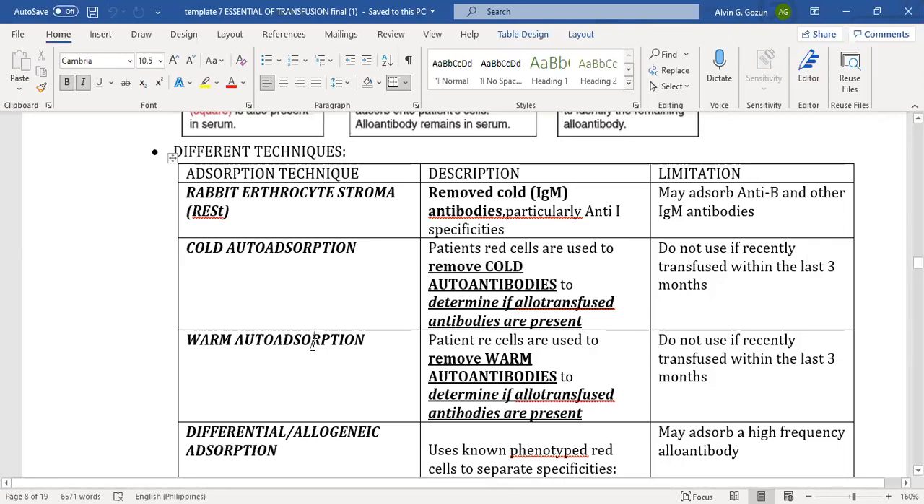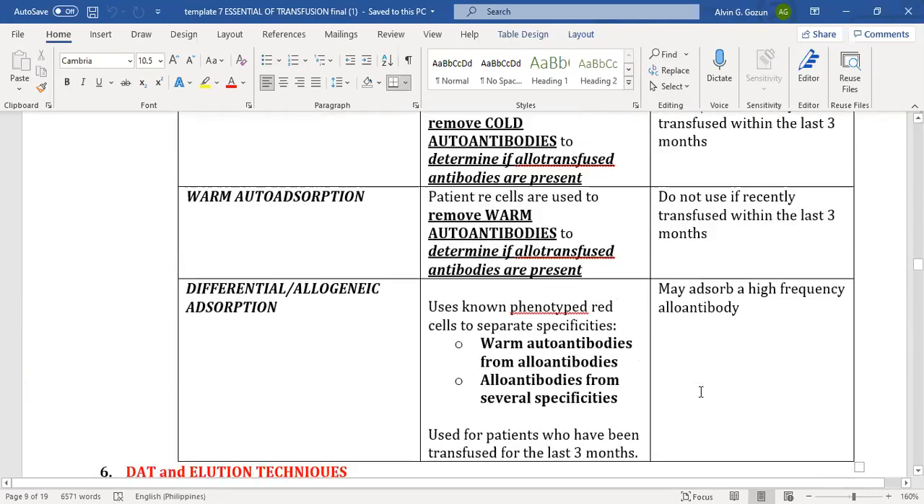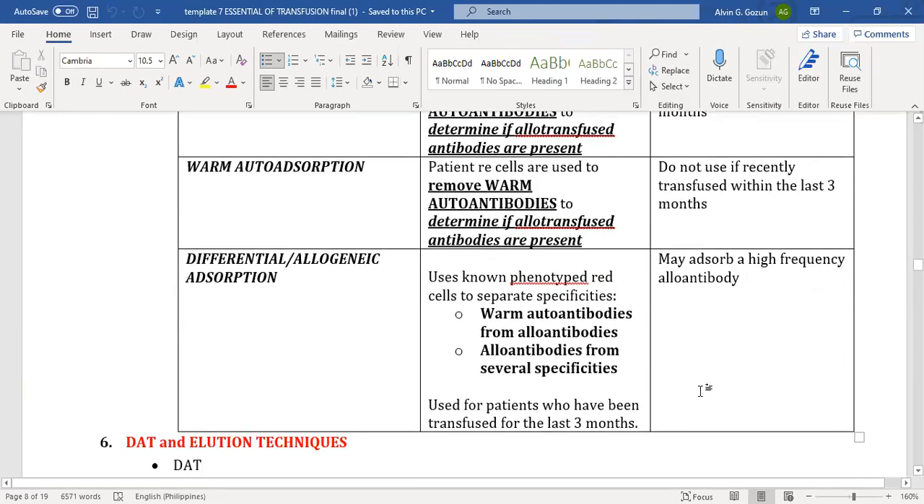Let's proceed. Warm autoadsorption, same. Remove warm autoantibodies, with the same limitation. We also have differential or allogeneic adsorption. It uses known phenotype red cells to separate specificities. It separates warm autoantibodies from alloantibodies, and alloantibodies from several specificities. It is used for patients who have been transfused within the last 3 months. It may absorb a high-frequency alloantibody. That's the limitation.